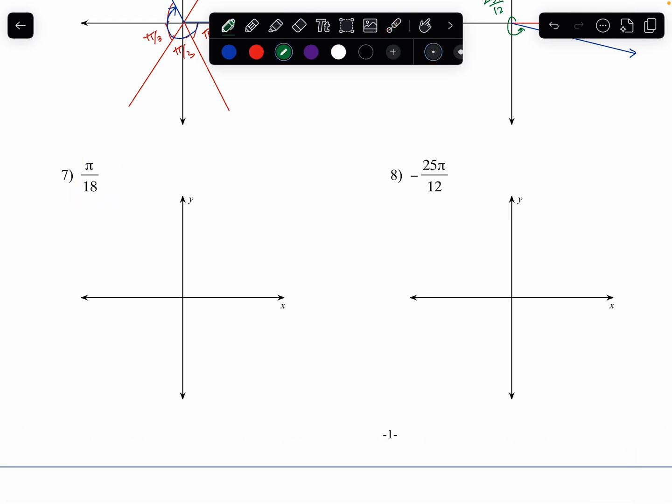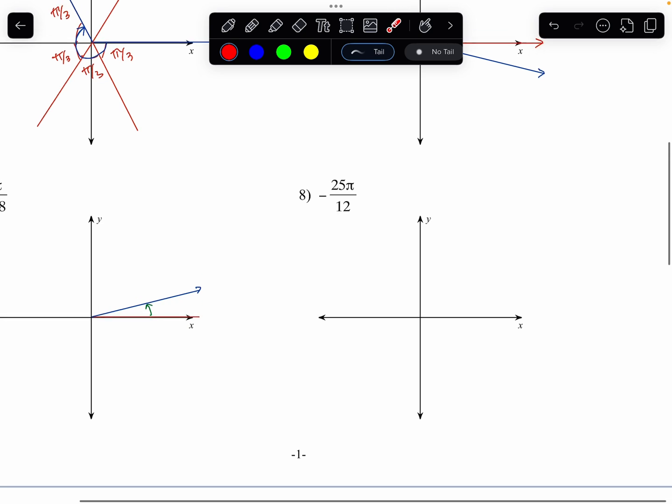Pi over 18, this one's really easy. Just imagine that because there's no coefficient here, there's only 1 pi over 18. Imagine that this full half right here has 18 different parts, and we're only going 1. That's actually a pretty small angle, so it should only be about that much right there. And that's how much we rotated. We only rotated a pi 18th.